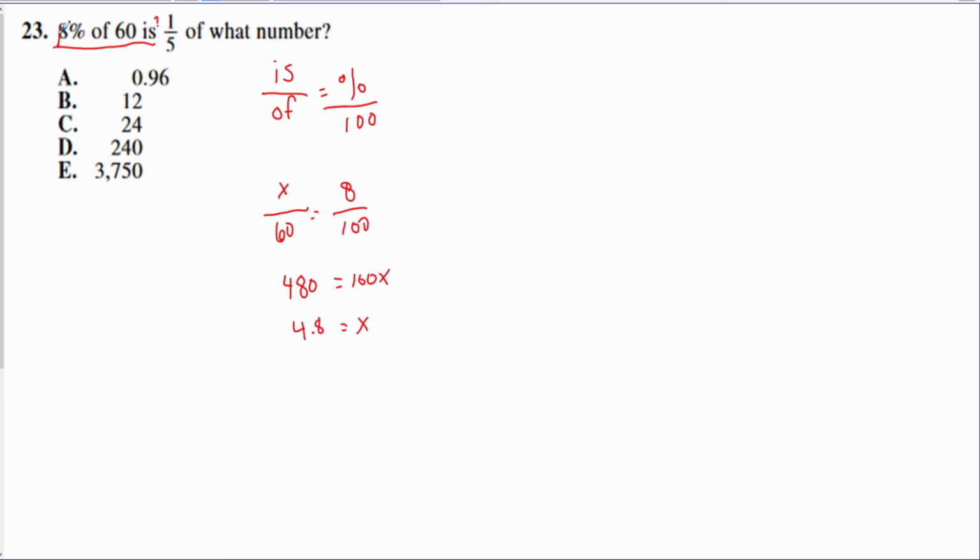So if I get rid of all of this right here and say instead this is all 4.8, that's the answer to that question. Now if I read it without the percent part, the 8% of 60, it says 4.8 is 1/5 of what number? So I'm going to set up the same thing. I'm going to say 4.8 is, so that goes on the top where the is, 1/5 of what? The of part is unknown.